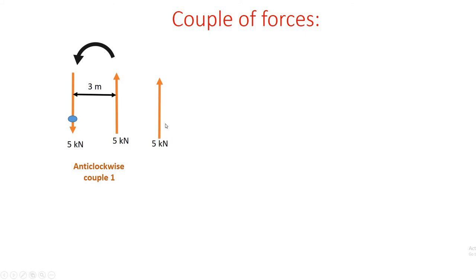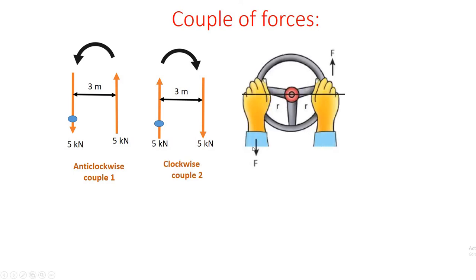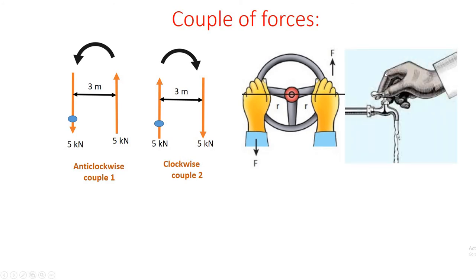Now again, not one force. A couple is generated by two forces. Now the distance between them is 3 meters. Now consider this point. Let us rotate this couple about this point. What about the nature of rotation? It is clockwise. So this is a clockwise couple. So driving a car, for that we have to apply equal and opposite forces. Right, so it is an example of a couple. Opening a tap. Again, for that we have to apply equal and opposite forces.